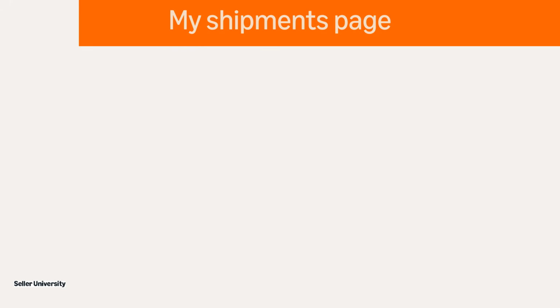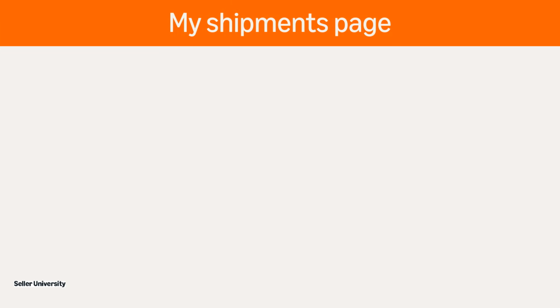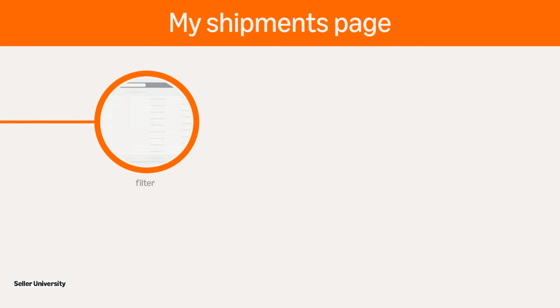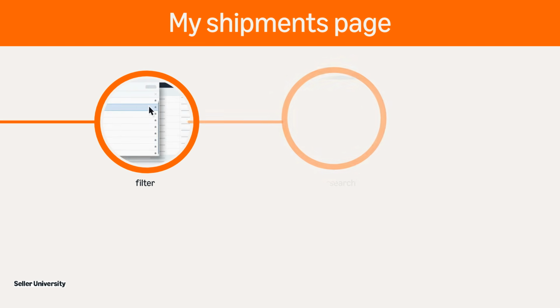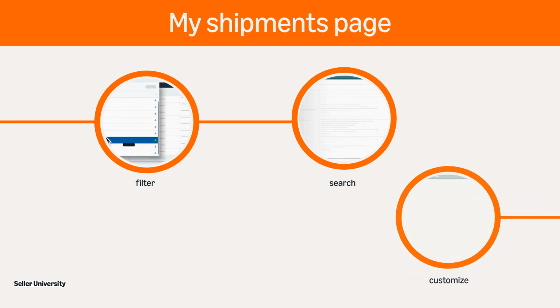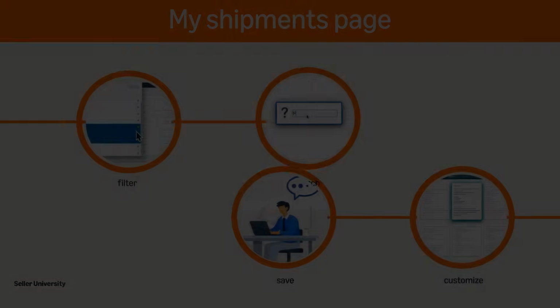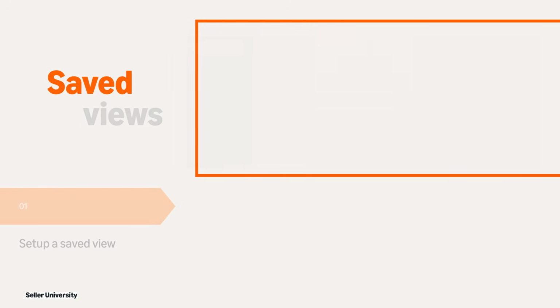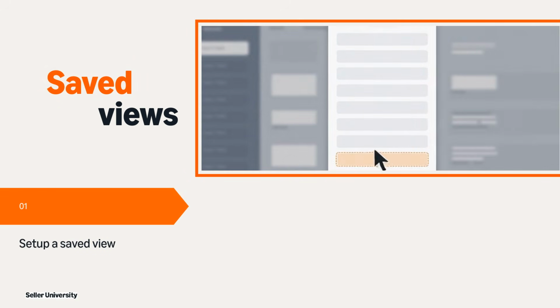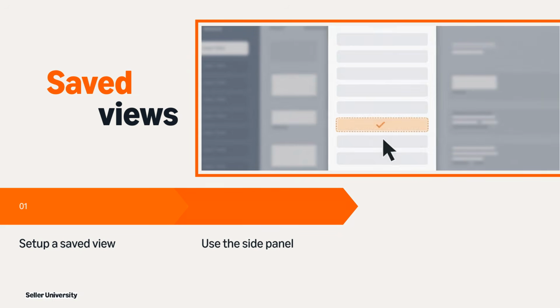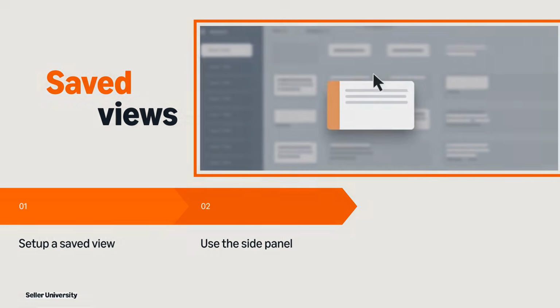The My Shipments page brings your inbound shipment management into one place with tools to filter, search, customize, and save your view for faster daily operations. Start by setting up a saved view that matches your most common workflow, and use the side panel to check shipment progress without leaving your queue.